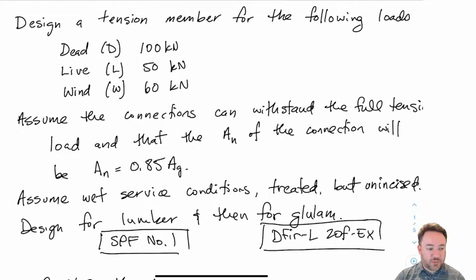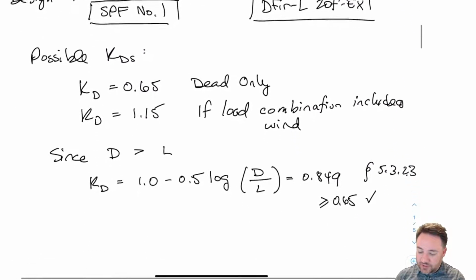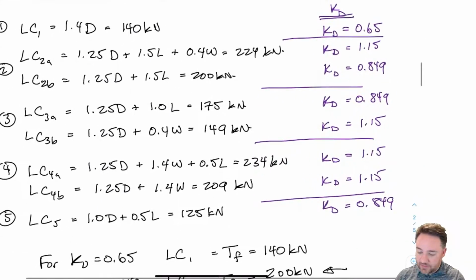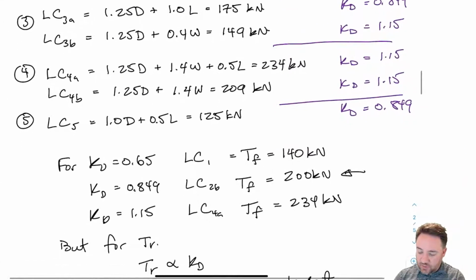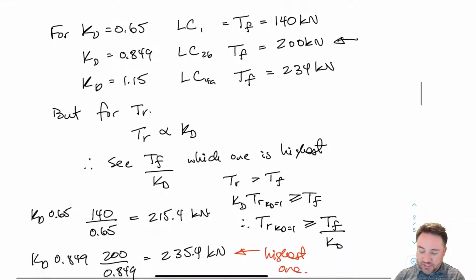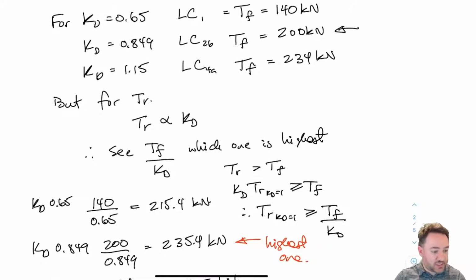Previously, when we looked at this design for tension, we found all of the different load combinations that were possible for those three loads on the member. Then we determined which one was going to govern, which we happen to be able to do because this is tension design, but we can't always do. This wouldn't work for compression design.